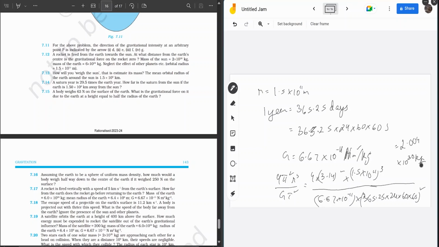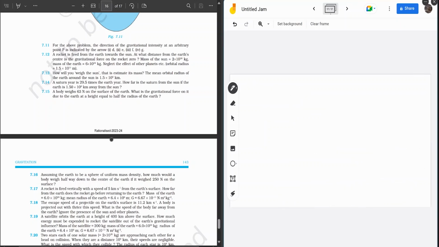Next, the Saturn year is 29.5 times the Earth's year. How far is the Saturn from the Sun if the Earth is 1.5 into 10 to the power of 8 kilometers away from the Sun? So T is equal to root over 4 pi square R cube divided by G into M.